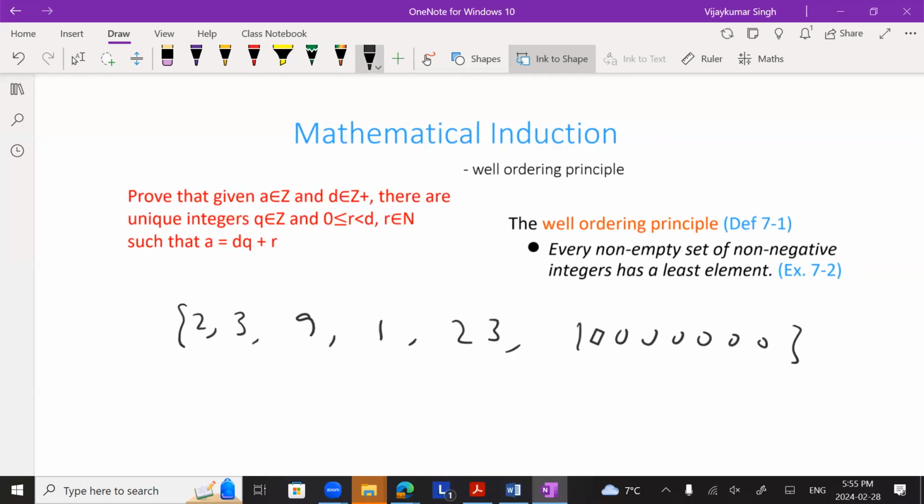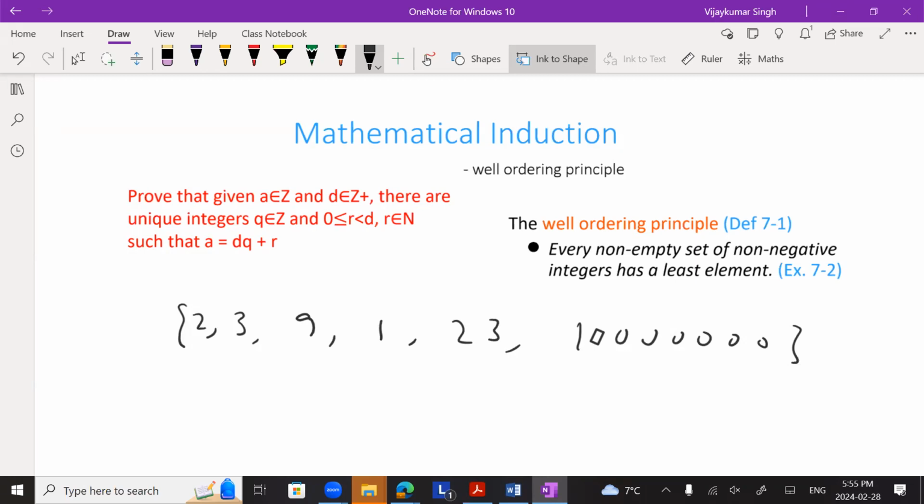Yeah, this set is finite, so of course it has a least element. You can find that out. Even if it is an infinite set, you can find the least element. And this is a property of only what? Of a non-empty subset of positive integers. Non-negative integers, positive integers, you can throw in zero if you want to. Not a big difference. So this is the idea behind the well ordering principle.